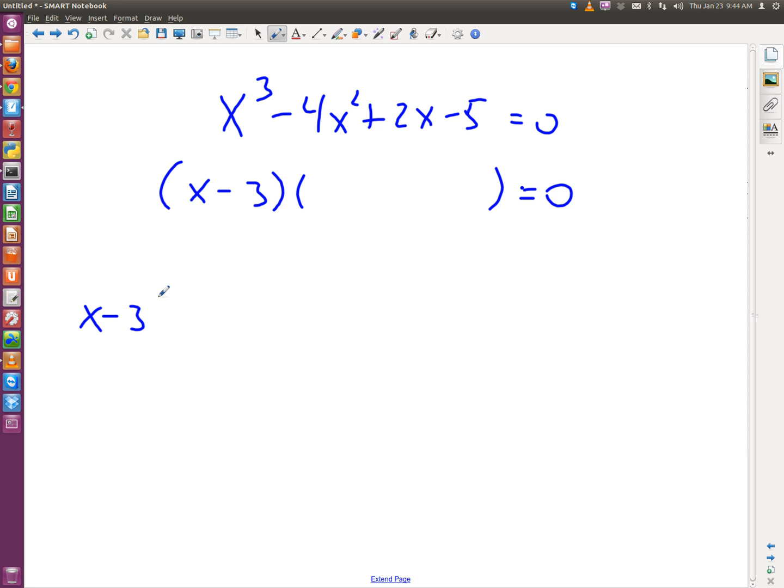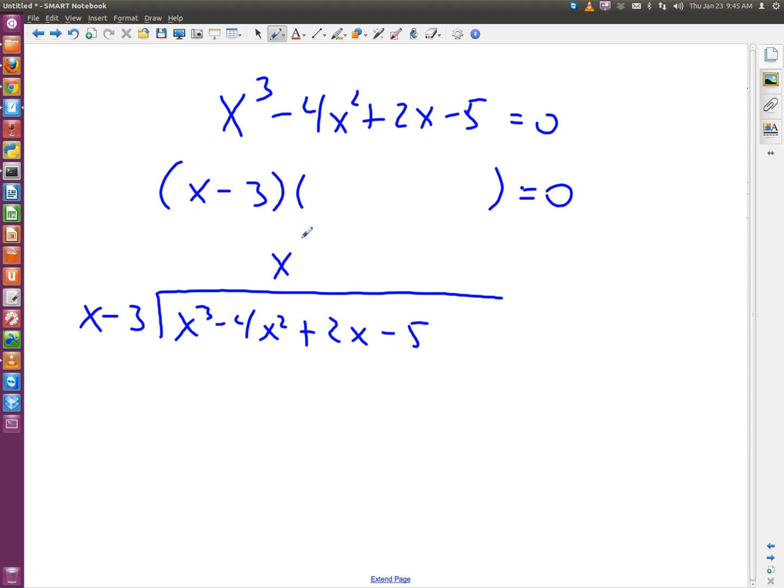What's x minus 3 divided into x cubed minus 4x squared plus 2x minus 5? Okay, go ahead. How many times does x go into x cubed? Just divide x cubed by x. What do you get? 1x squared. Why? Because you know how to do long division. X squared times x is x cubed. So they're going to cancel when you subtract. Remember, dividing is just a lot of subtracting, right? And x squared times negative 3 is negative 3x squared. So go ahead, subtract.